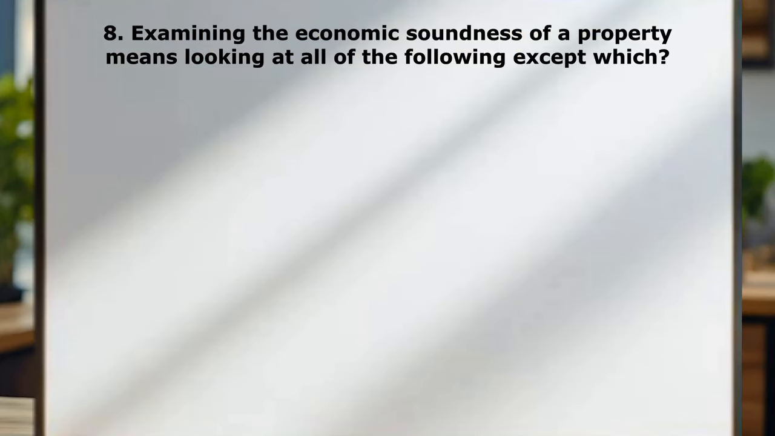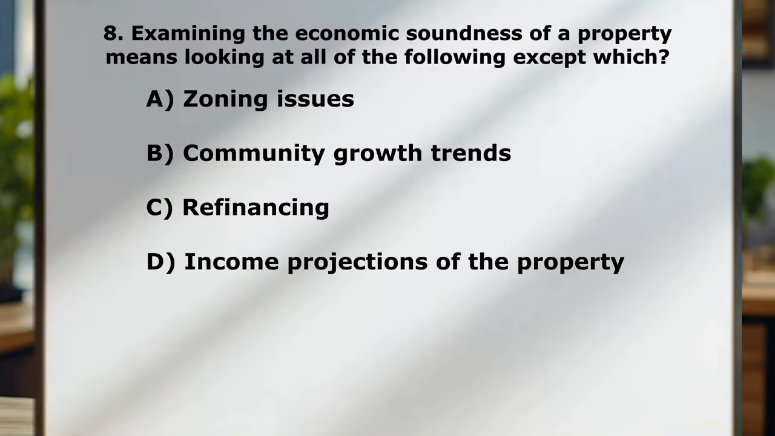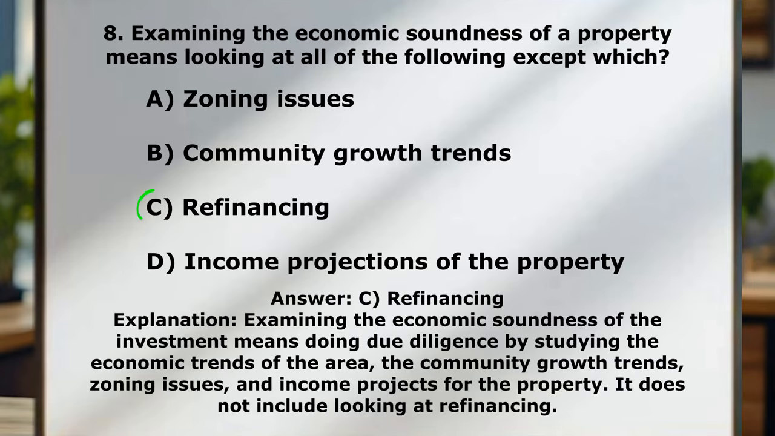Question number 8. Examining the economic soundness of a property means looking at all of the following except which? A, zoning issues. B, community growth trends. C, refinancing. D, income projections of the property. The answer is C, refinancing.